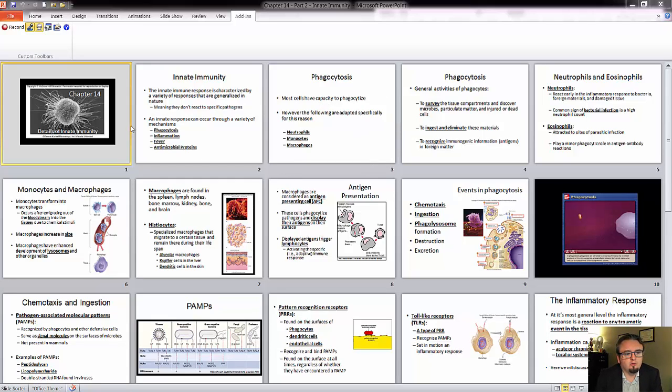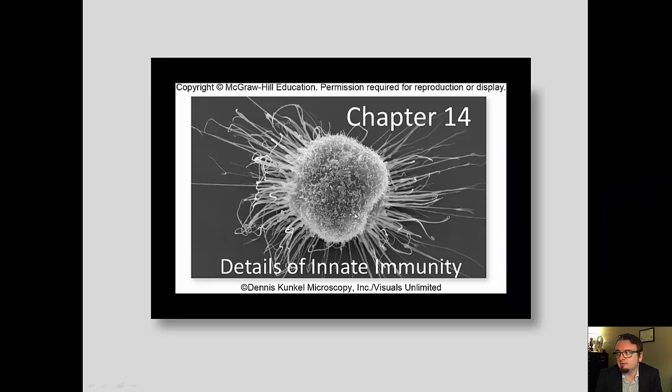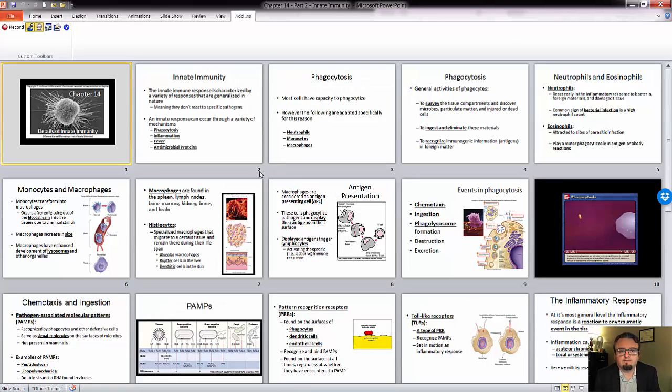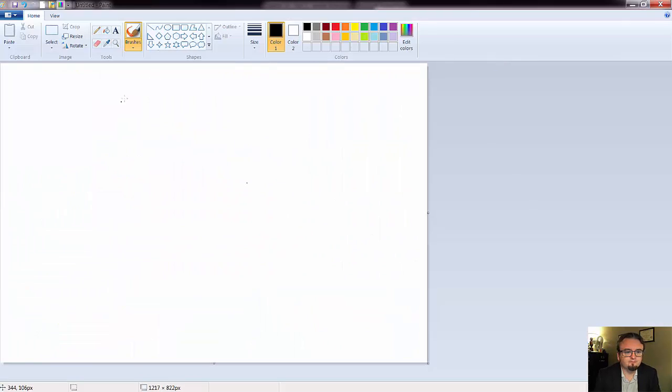Okay, so when we're looking at chapter 14 here, we're taking a look at, as I titled it here, some of the details of innate immunity. So this is building on that foundation in the textbook. So first of all, before I get into the PowerPoints here, I want to outline just a few things.